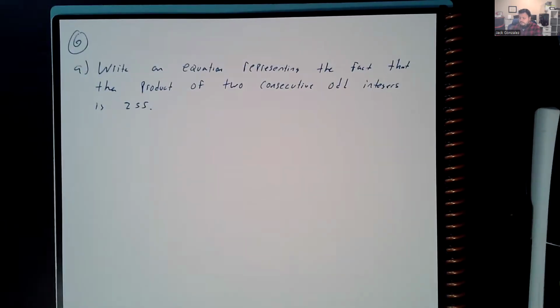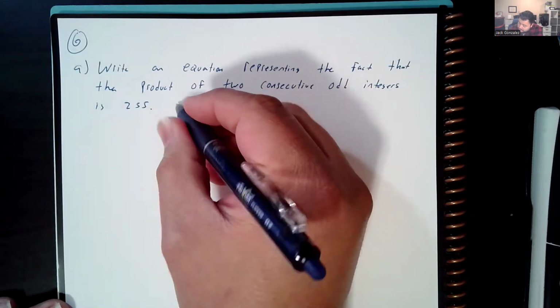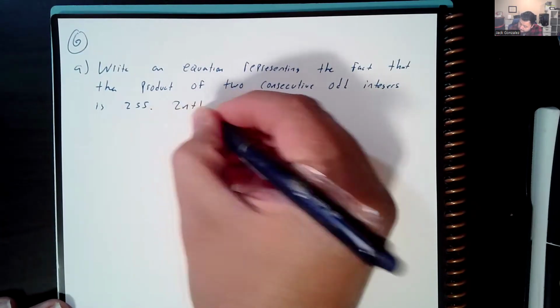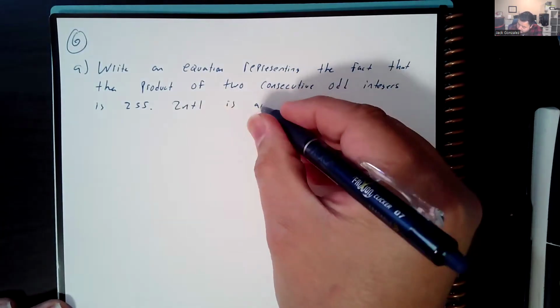So the formula that you need is this: 2n plus 1 is an odd number.